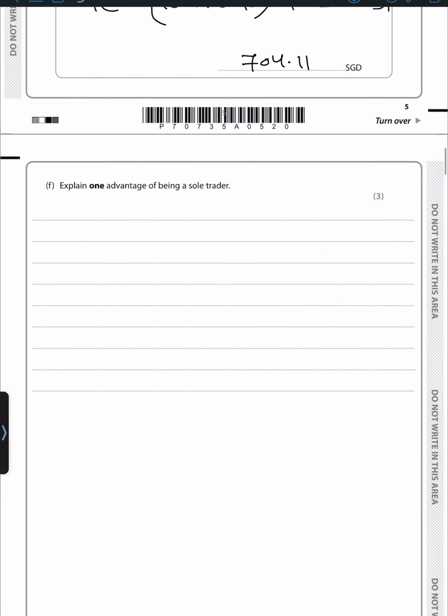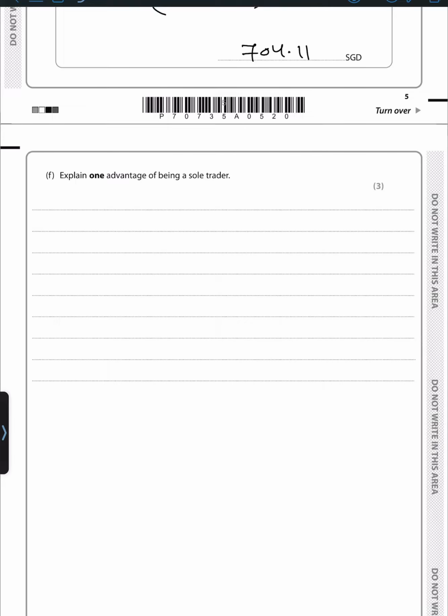Okay, now moving on to the next answer. Explain one advantage of being a sole trader. So this is basically plain and simple explanation of being a sole trader. We are not said anything about TBTS being a sole tradership business, so we don't really need to apply to the context. So since it's a 3 marker, we need 3 giving points.